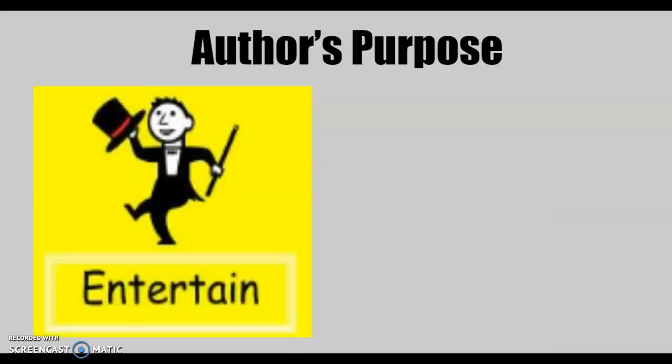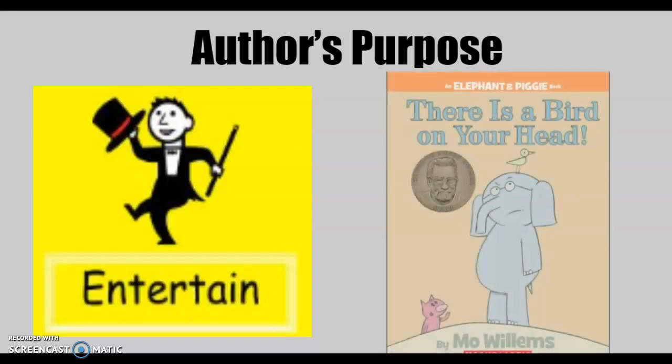And another reason an author may have for creating a book is to entertain. When you entertain someone, you want to make them laugh or feel happy or enjoy something. The book that we read today, There Is a Bird on Your Head, that book was created to entertain. When Mo Willems wrote and illustrated There Is a Bird on Your Head, his purpose was so that children would be entertained by it, so that they would have fun when they read it.